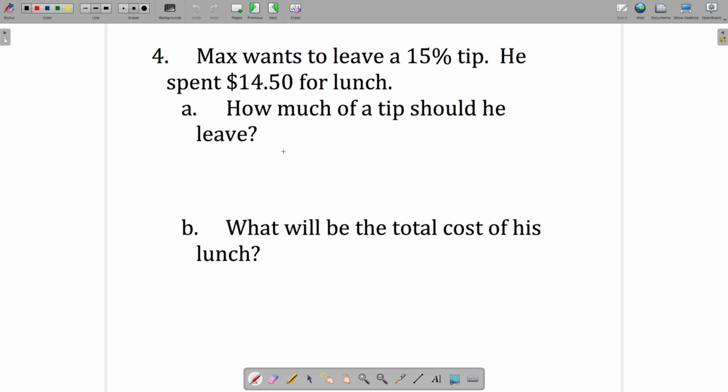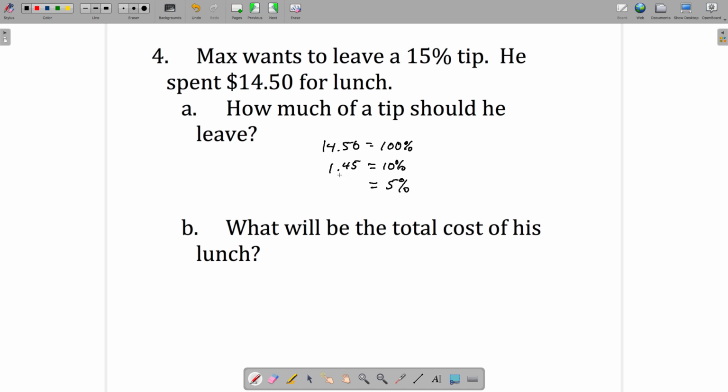Let's look at a couple more here. So Max wants to leave a 15% tip. He spent $14.50 for lunch. So 14.50 is 100%. How much is 10%? That would be a tenth of that, which would be $1.45.